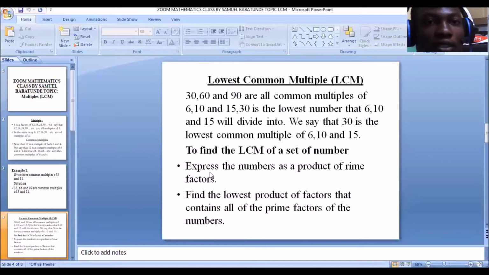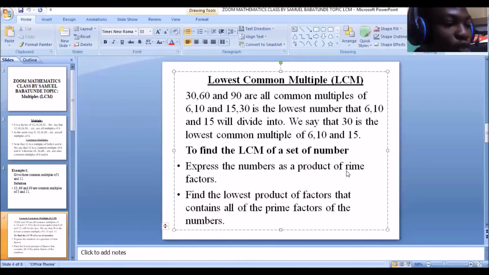Remember in our previous class, we talked about prime factors. Prime factors are simply numbers that have just two factors, that is themselves and one. And we say one is not a prime number because one has only one factor. So for you to find the LCM of a set of numbers, you have to express these numbers as a product of prime factors.